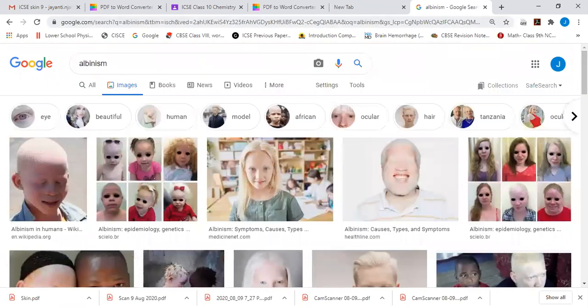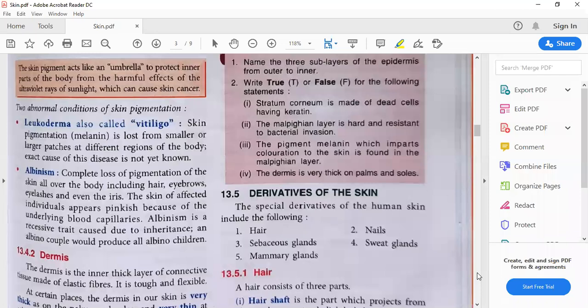Yes, so they can ask you, this is an inherited disease. It comes from inheritance. Meaning, if your father or mother has albinism, then this trait can come to you. It's a genetic disorder. This question can come in the exam. So it's a recessive trait caused due to inheritance.